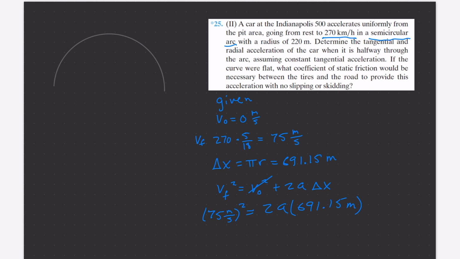That gives me an acceleration of about 4.1, taking that to 2 sig figs because of my 75. Remember the units, that's meters per second squared, and that is my tangential acceleration. Knowing the tangential acceleration is a very important step, because now that I know the acceleration, I can find the velocity at any point on the path. Using kinematics still, I can find the velocity at any point on this semicircular path.